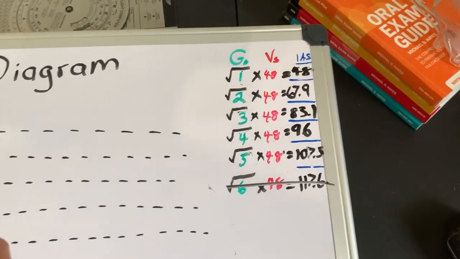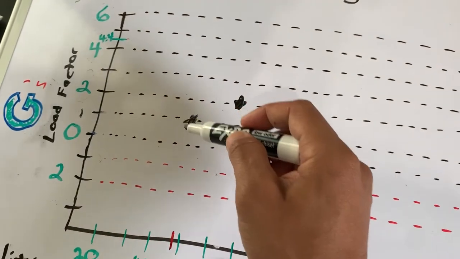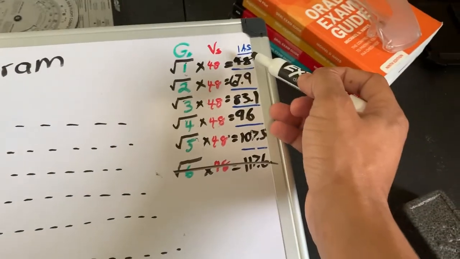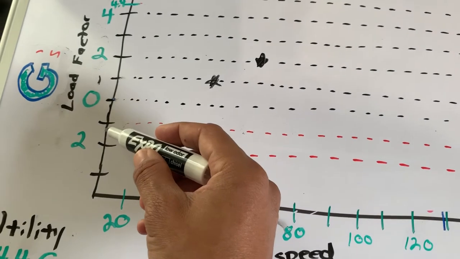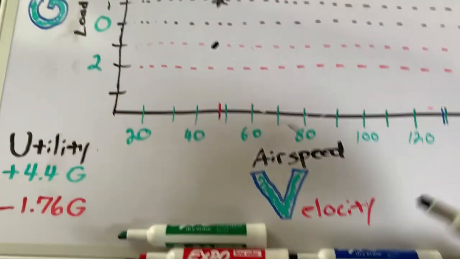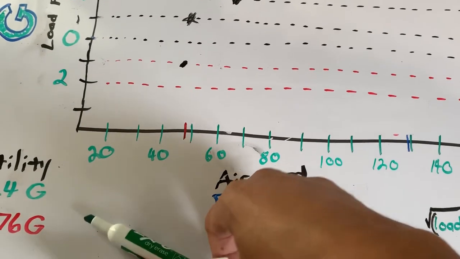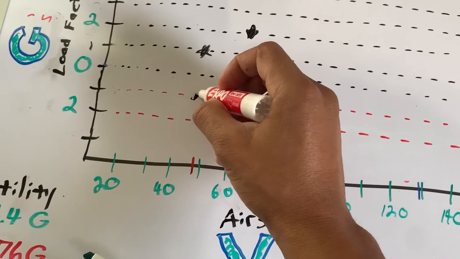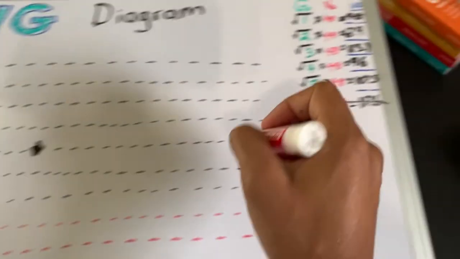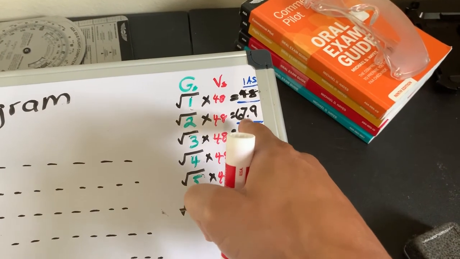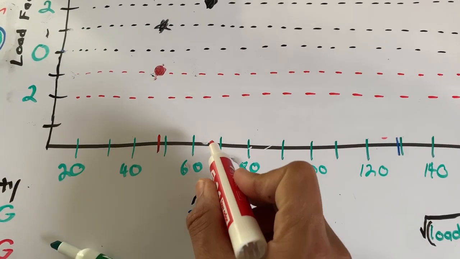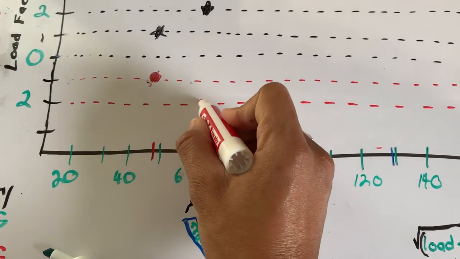Then we do the same thing with 3. And you're also going to do the same thing with the negative side. Negative 1 G is 48, so we'll do the same thing here. Here's 40, I'll actually do this in red. Here's 40, all right, there we go, 48. Then 2 is going to be up here, so 67.9. We go over 67.9 and we go up to 2.